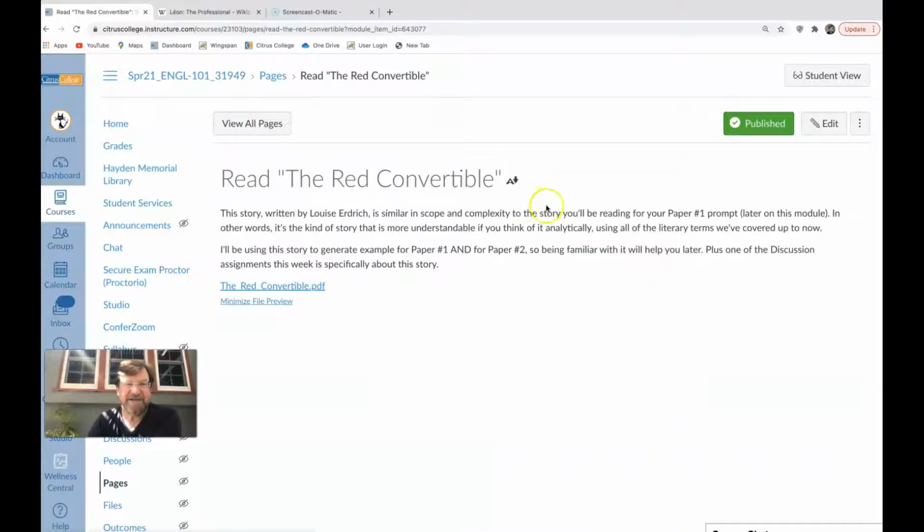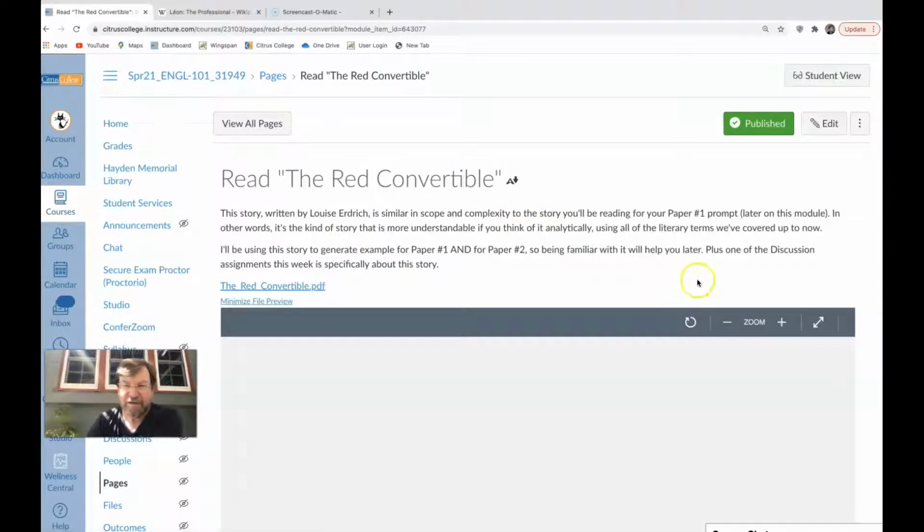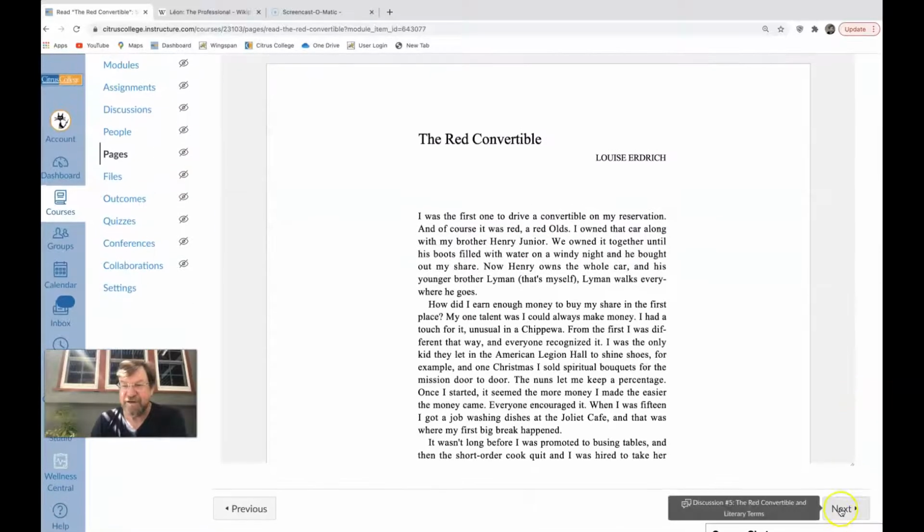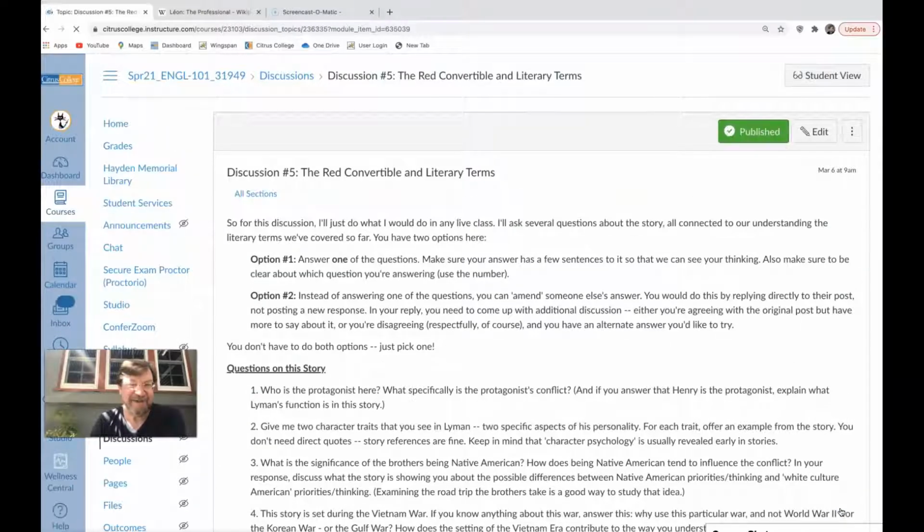Once you do that, I'm asking you to read this short story, The Red Convertible. The reason I'm asking you to read this short story is because I think it's fairly similar in its tone and length and complexity to the kind of stories that you're going to be assigned for paper number 1. And I start using the Red Convertible for paper number 1 and for paper number 2. It's my main example story. So I'll use it and I'll do my literary analysis, show you example what I'm talking about with this story, and it'll come up again for paper number 2. So you want to read Red Convertible, plus it'll come up again this week.